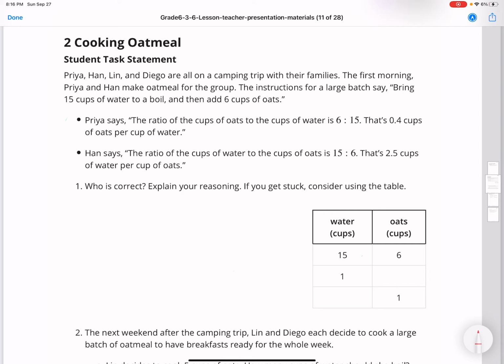Han says the ratio of the cups of water to the cups of oats is 15 to 6. That's 2.5 cups of water per cup of oats. Who is correct? Explain your reasoning. If you get stuck, consider using the table.